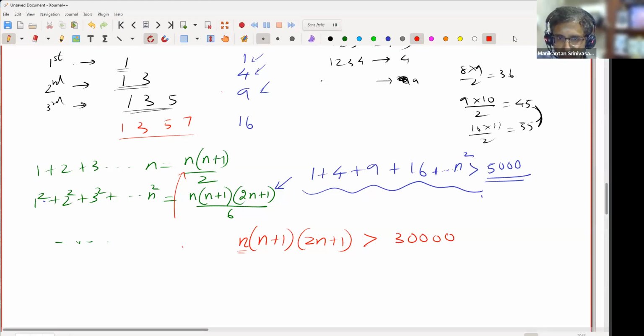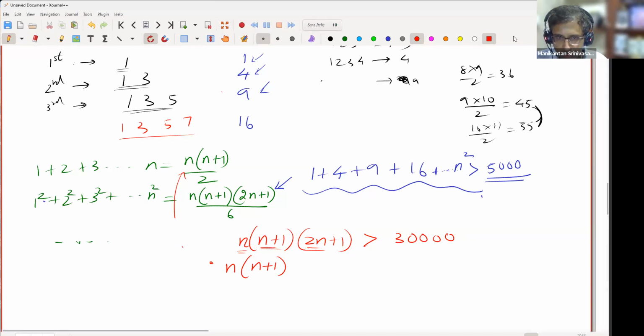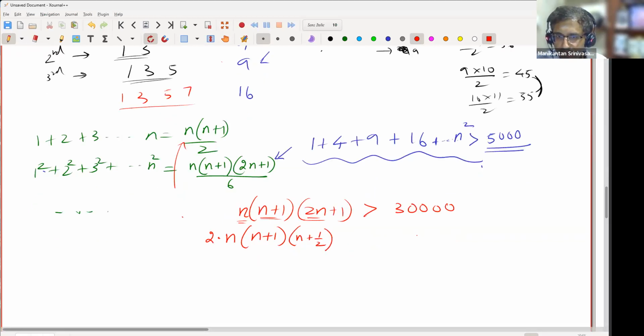Now, n is fine. n plus 1 is also fine because I can approximate. I can guess that n will be a fairly big number, which means n plus 1, more or less, they're going to be in the same range. Now, how do I deal with this 2n plus 1? I can just do some approximation. I'll remove the 2 outside here. So 2 times n times (n plus 1) times (n plus half) is more than 30,000.